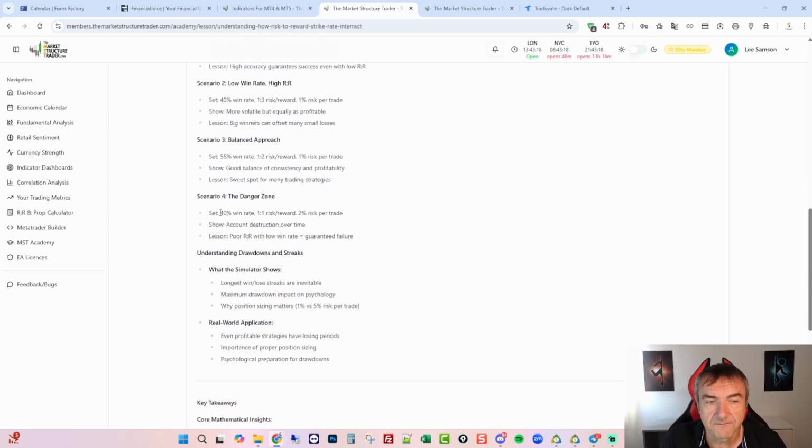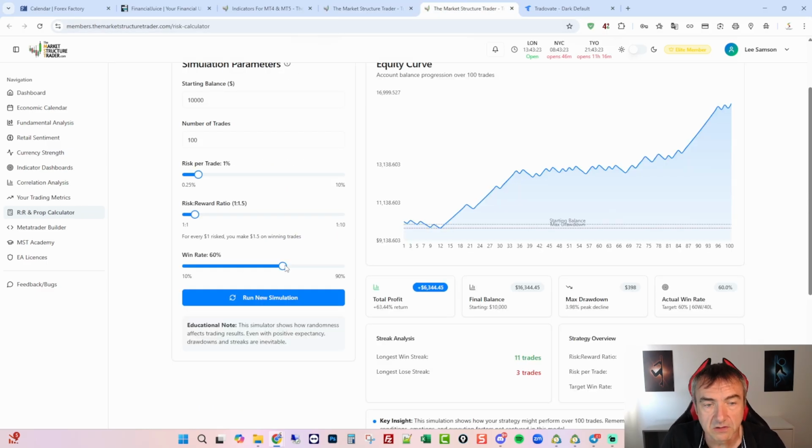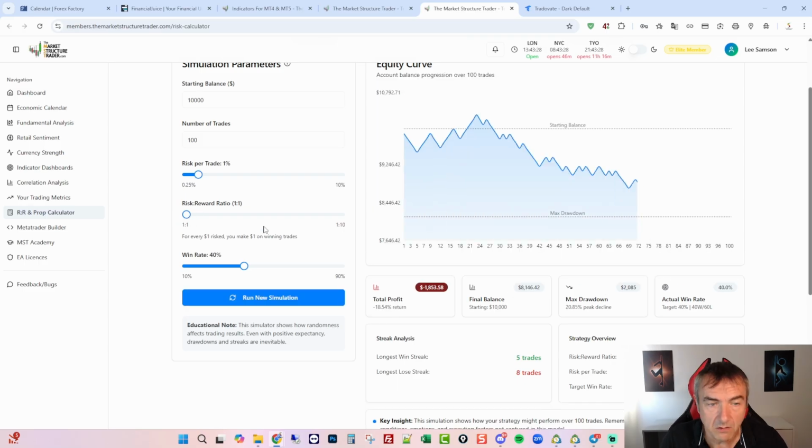The danger zone, a 40% win rate with a 1-to-1 risk reward. So we're going to look at this as a scenario of what not to do. A 1-to-1 risk reward ratio with a 40% strike rate is always going to lose you money because you're losing 60% of your trades without making more money on the winning ones. Now, I want to show you what happens if you increase your risk in this scenario. So we've got a little peak there where we actually made a little bit of money, but as you can see, it just destroyed us in the end, and we ended up somewhere around 1,800 down.